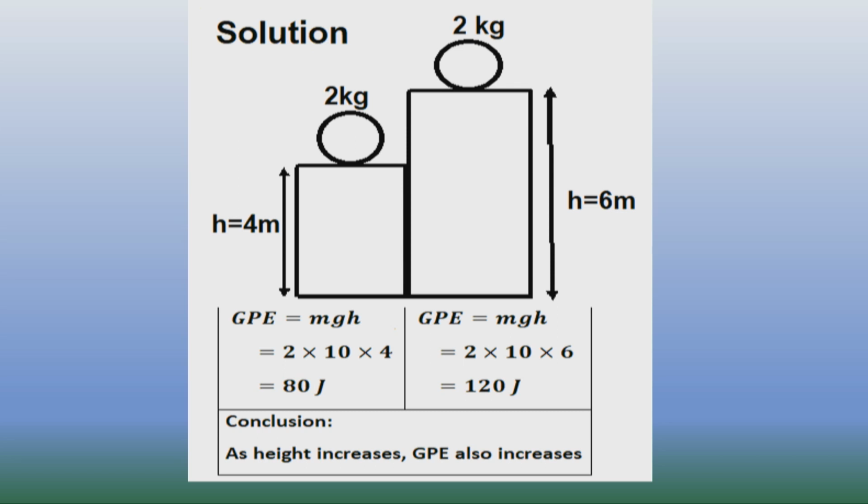For the 2 kilogram mass on the left, gravitational potential energy is 2 times 10 times 4, and this is 80 joules. For the 2 kilogram mass on the right, gravitational potential energy is 2 times 10 times 6, and this is 120 joules. We see that as vertical height increases, gravitational potential energy also increases.